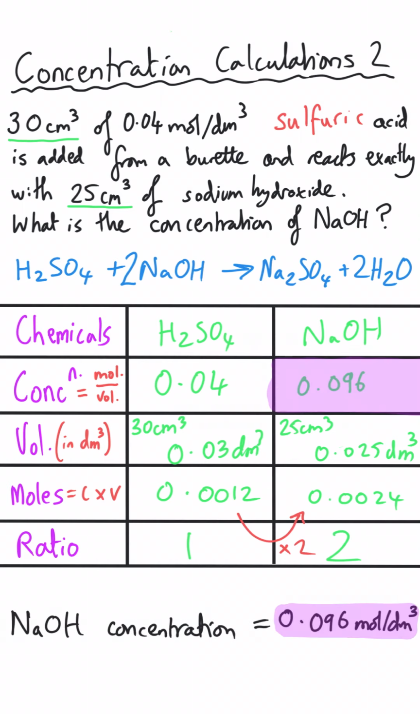And if we take a look at the equation and the ratio, we are expecting twice the number of moles of sodium hydroxide. And since the volumes are similar, we're expecting the concentration of the sodium hydroxide to be approximately twice as much. And it is approximately twice as much. It's a little bit more than twice as much. So this seems like a reasonable answer to this calculation.